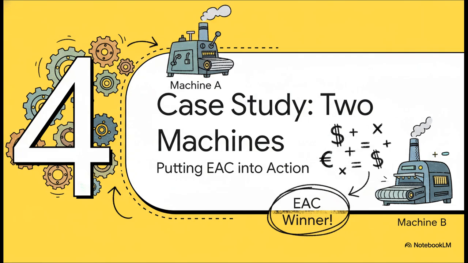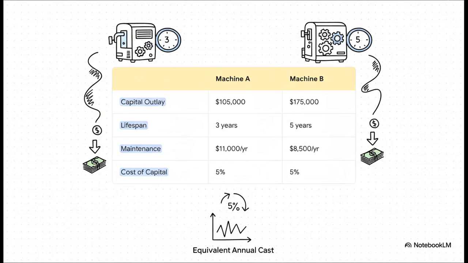Theory is one thing, but the real magic happens when you put it into action. So let's go back to our original dilemma and use EAC to solve our two-machine puzzle once and for all. Okay, here's our data all laid out side by side. We've got machine A, lower upfront cost, shorter life, but higher maintenance. And machine B, much higher price tag, but it lasts longer and has lower maintenance. We're going to use the same cost of capital for both, 5%. We now have everything we need to find the true cost of each option.